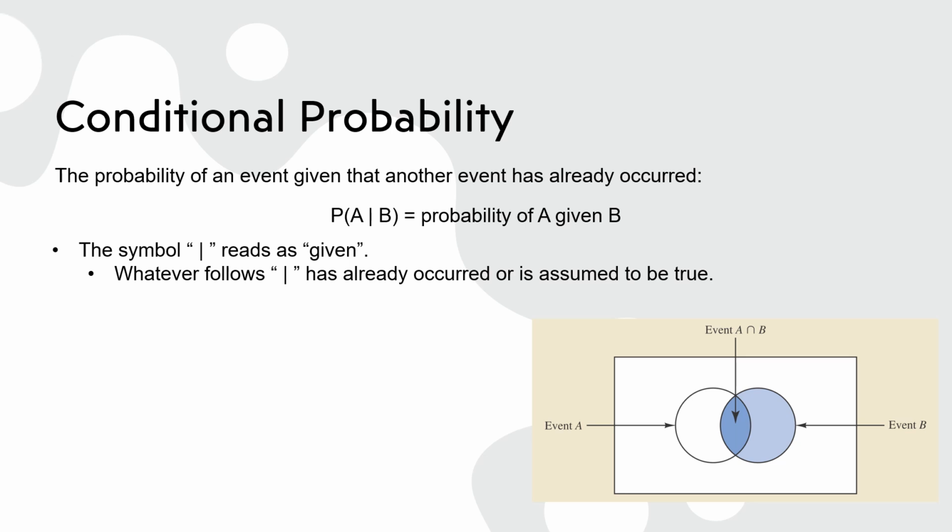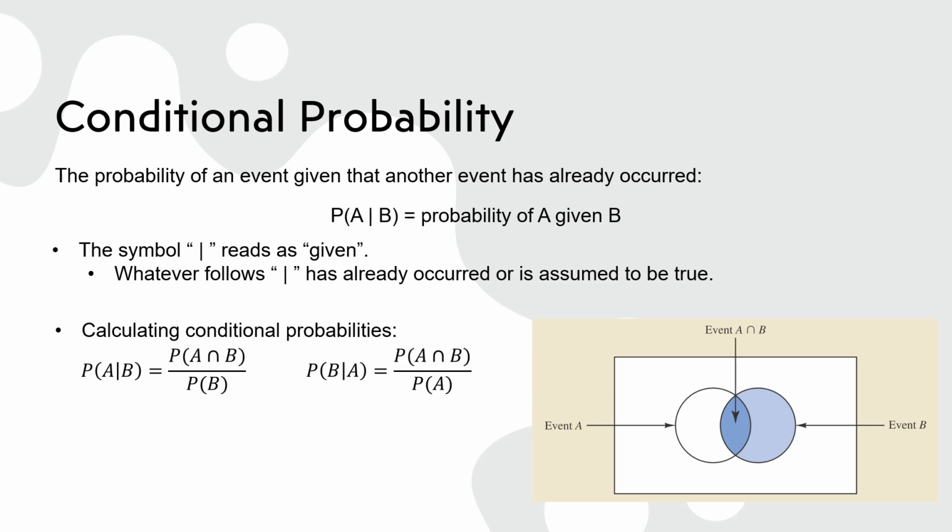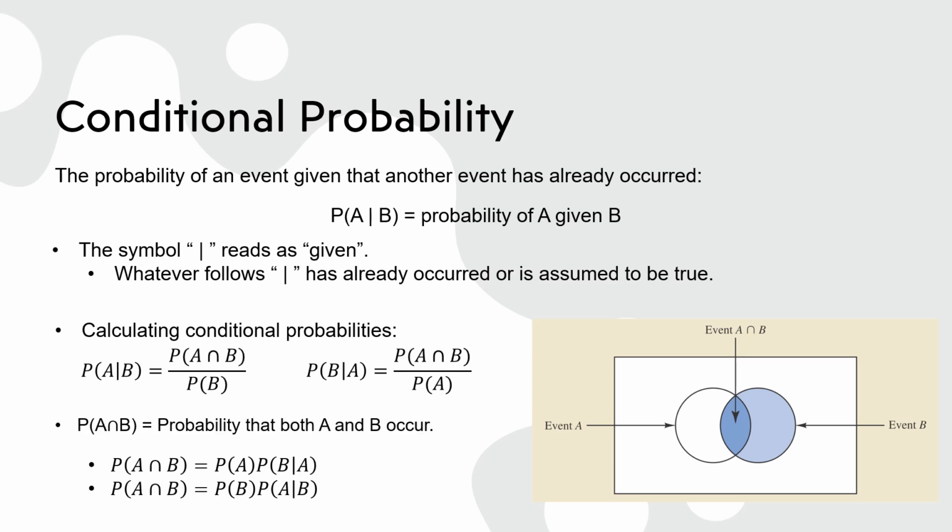The probability of A given B can be calculated as the ratio of the probability of A intersection B and the probability of B. Similarly, the probability of B given A can be calculated as the ratio of the probability of A intersection B and the probability of A. Given these formulas, we can see the probability of A intersection B can be calculated either by multiplying probability of event A by the conditional probability of B given A, or by multiplying probability of event B by the conditional probability of A given B.